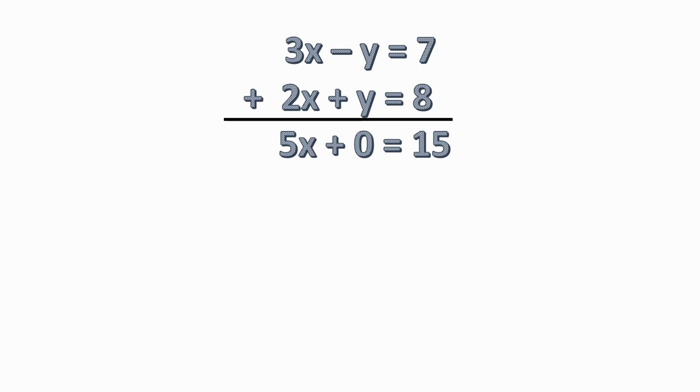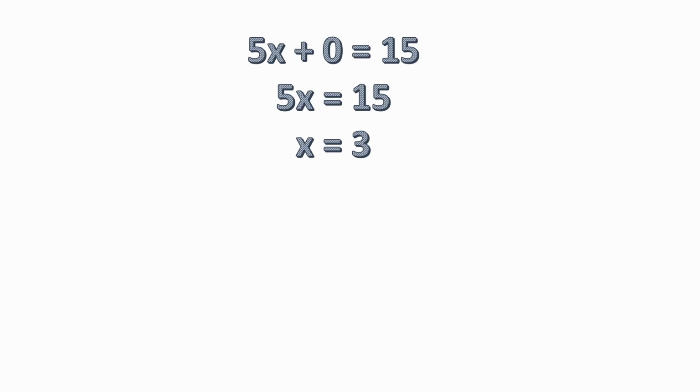So doing this leaves us with 5x plus 0 equals 15. And of course, 5x plus 0 equals 15 is the same thing as saying 5x equals 15. Then you can divide each side of the equation by 5. 5x divided by 5 would just be x, and 15 divided by 5 would equal 3.